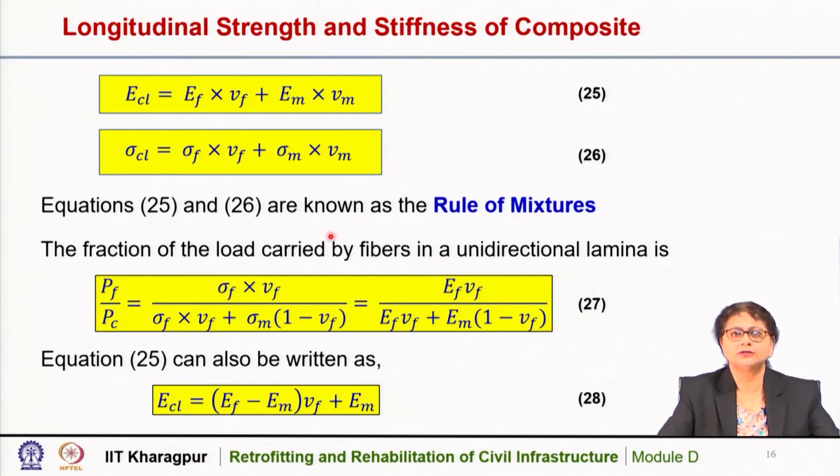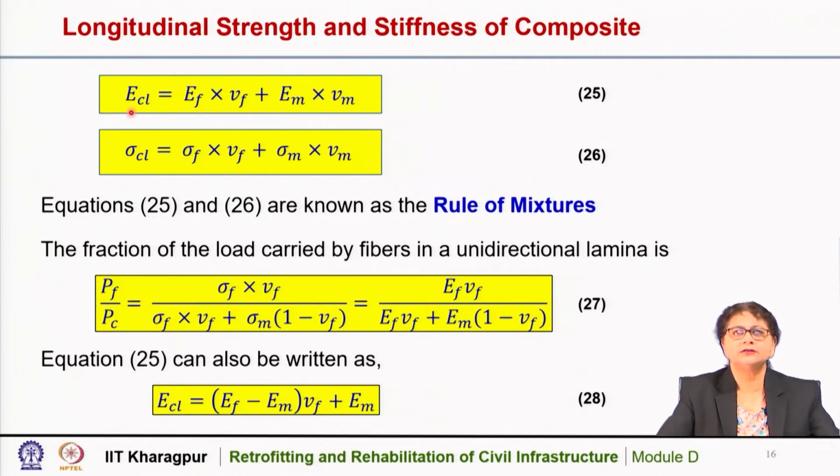Now, the fraction of the load carried by fibers in the unidirectional lamina can be determined as Pf by Pc. Pf is the load taken by the fiber and Pc is the load taken by the entire composite. So, this is equal to sigma f into Vf by sigma f into Vf plus sigma m into Vm, and Vm can be written as 1 minus Vf since there is no void. So, we can write it in this way also. By knowing the volume fraction of the fiber and the matrix and their elastic modulus, we can find out the fraction of the load carried by the fiber.